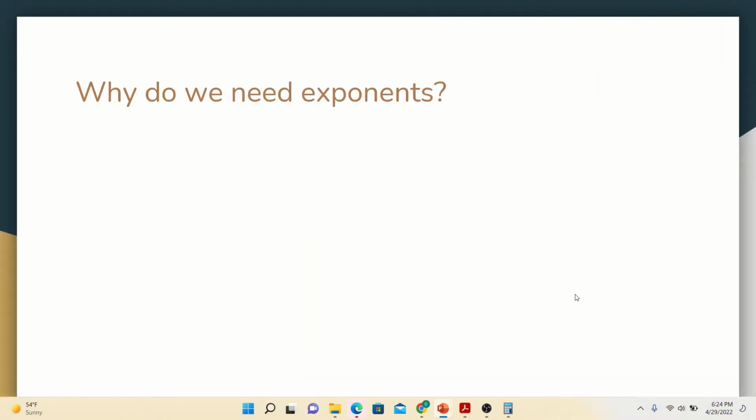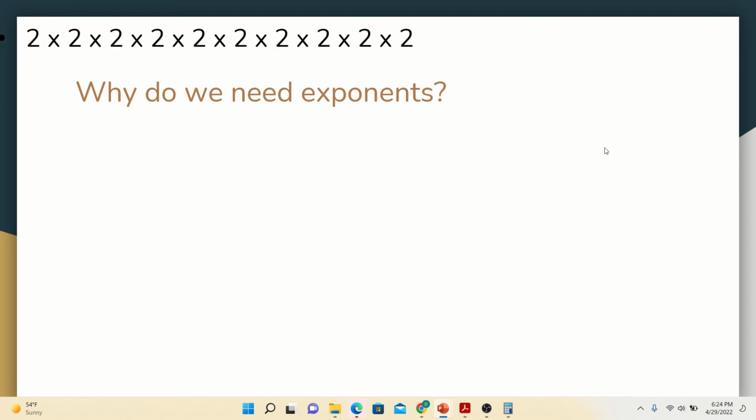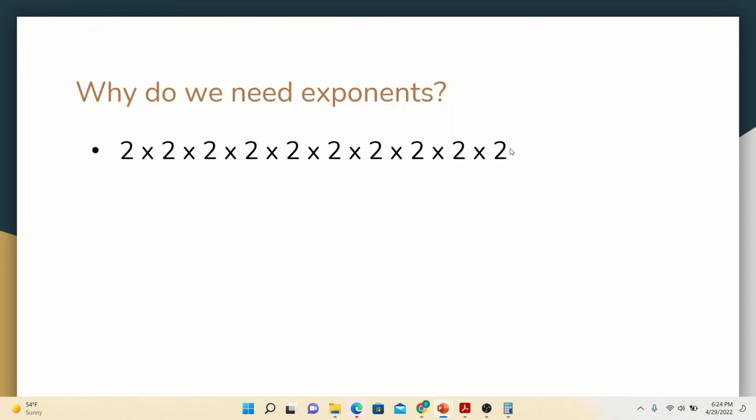So why do we need exponents? Well, for example, say you decided to write 2 times 2 and you want to write it 10 times. So you might write it like this. Now, this is very long, you've got to write 2 times 2 times 2. That's a very hard process to do.